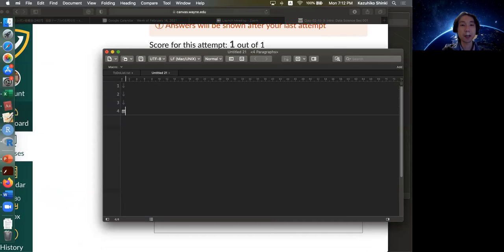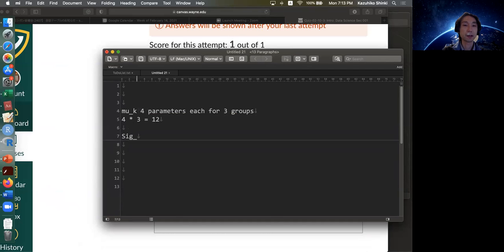So for μk, we have 4 parameters each for 3 groups. So 4 times 3, 12, and Σk, 10 parameters for each of the 3 groups. So you can see we have the 4x4 matrix.